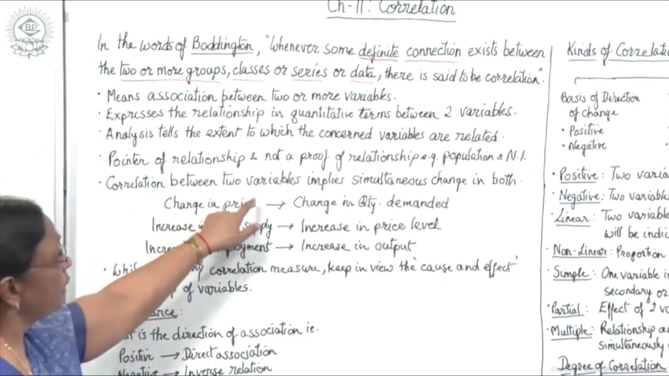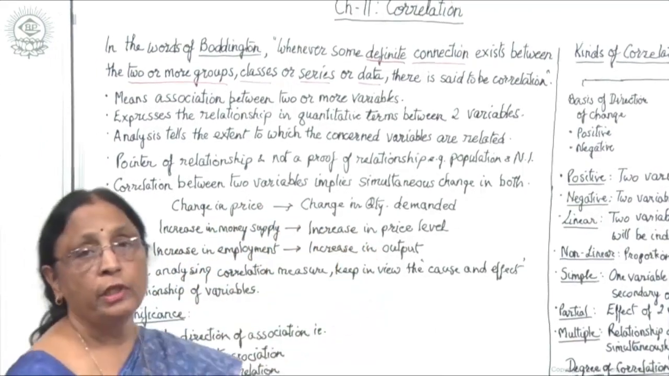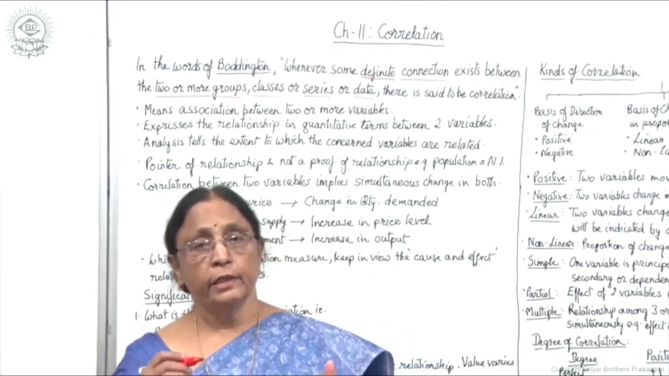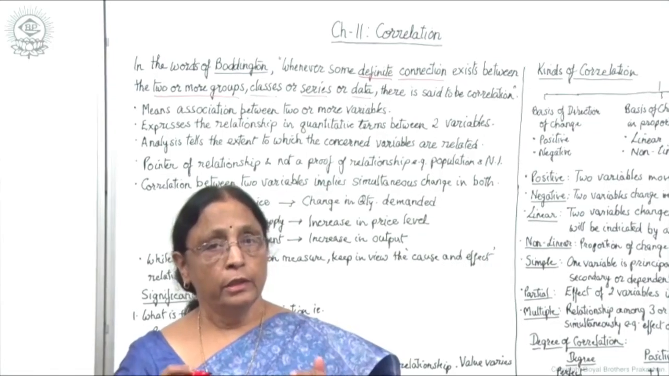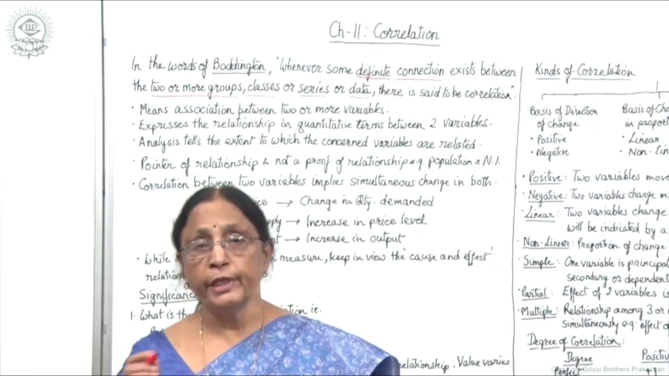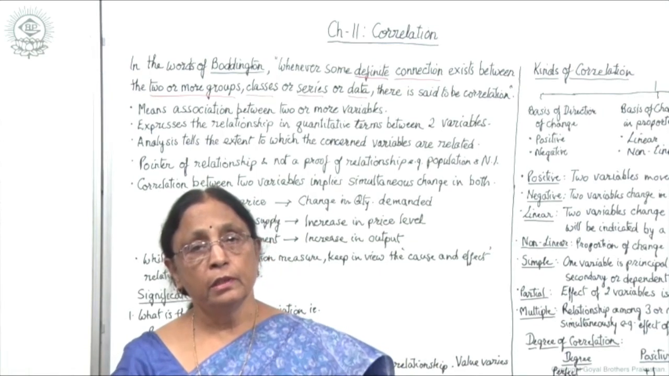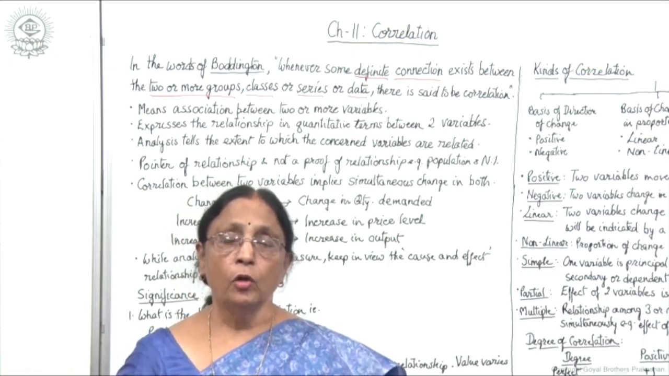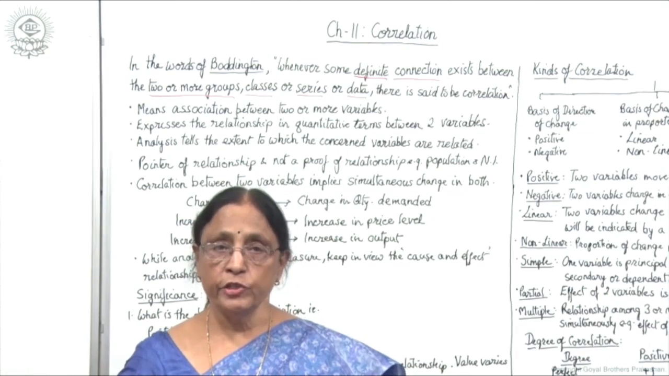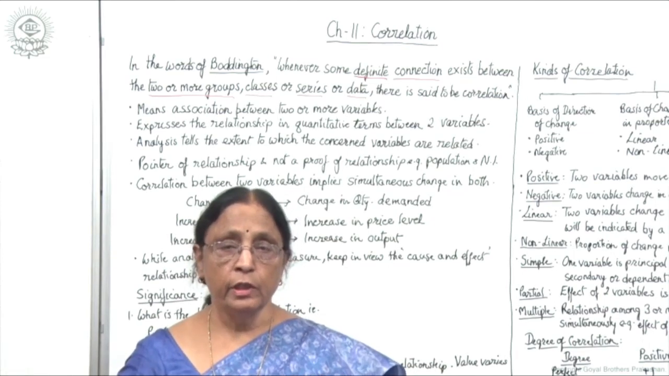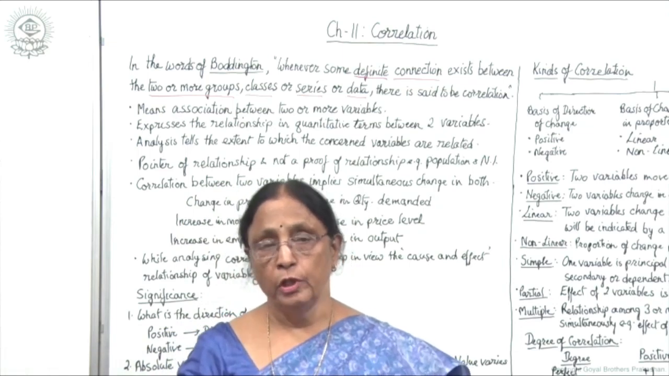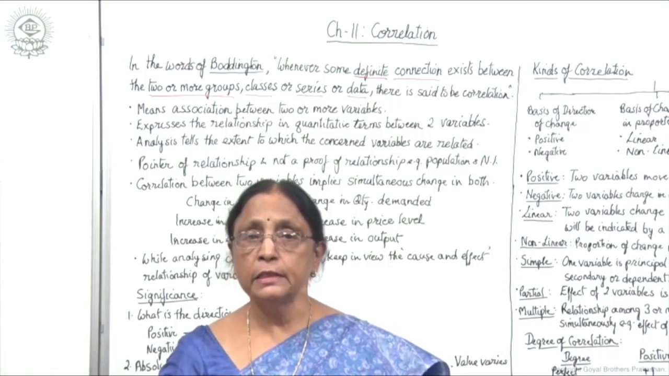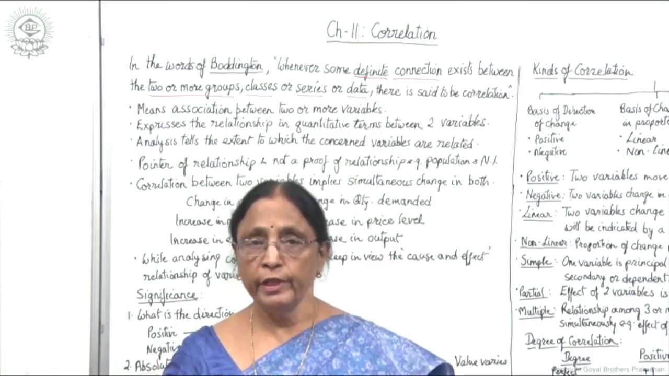Then, correlation between two variables implies simultaneous change in both. That means whenever we talk about correlation, if two variables are there and there is a correlation, there is simultaneous change in both. That means if one is changing, another is also changing, right? Now it is not necessary that they are changing in the same direction. It may change in the same direction, it may change in the opposite direction also. But whenever there is a correlation between two variables, it indicates that there is simultaneous change in both the variables.